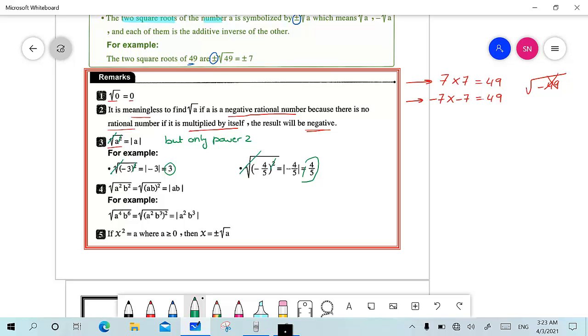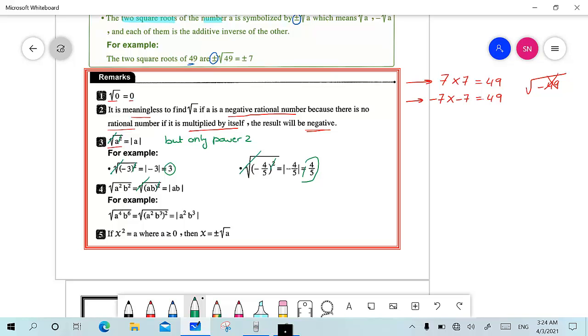Let's go for remark number 4. If I have a square root a squared b squared, I can write it as ab all squared. So I want to find the square root of ab all squared, and knowing that the square root cancels power 2, it is equal to the absolute value of ab.